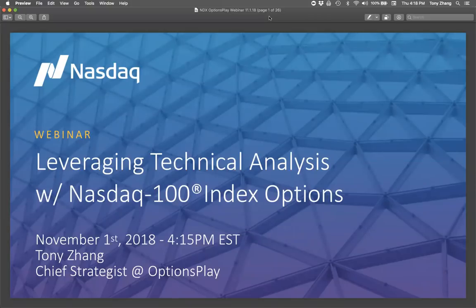And what I want to show you guys is what form of options trading or what type of option strategies are suitable for different forms of technical analysis. And what I'll do is I will show you some real examples after the presentation using Options Play of Nasdaq-100 index and showing you how you can play different views of the underlying index with different option strategies.